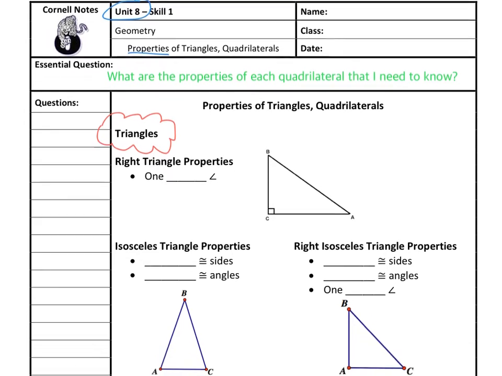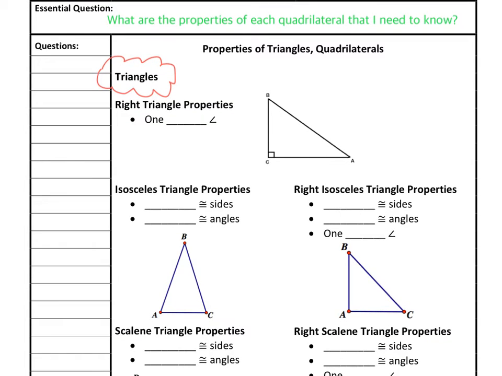Okay, so if we start here with triangles, we're going to start with our right triangle properties. Right triangles are special because they simply have one right angle. I'll spell it out down here if we need to. And again, those right angles are 90 degrees. So as you can see in our picture, we have our 90-degree angle right there. So if you see a 90-degree angle, your triangle is officially a right triangle.